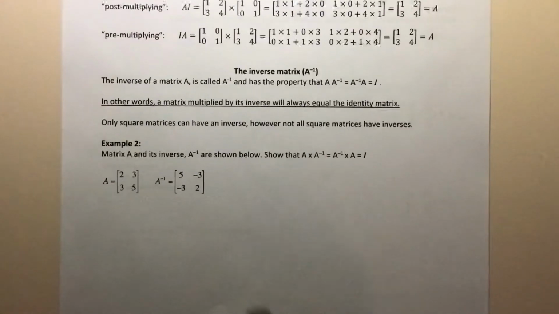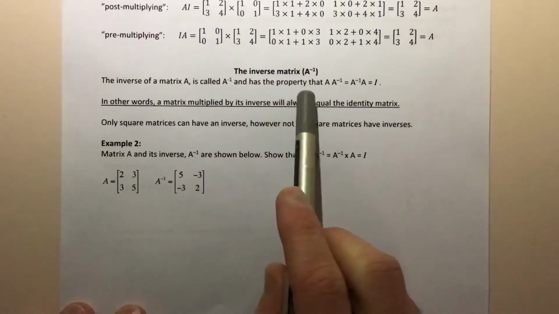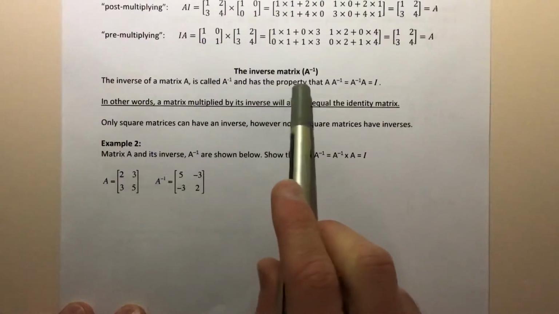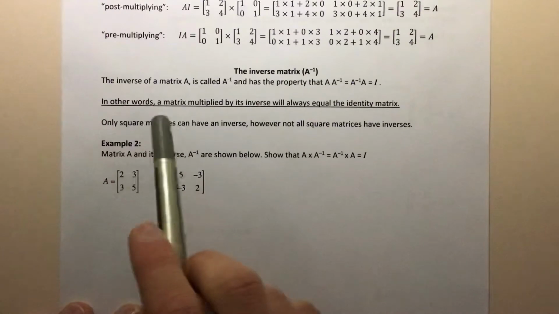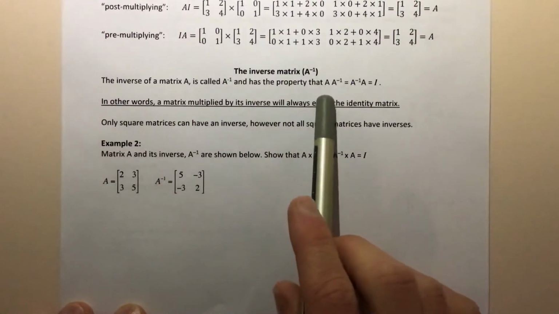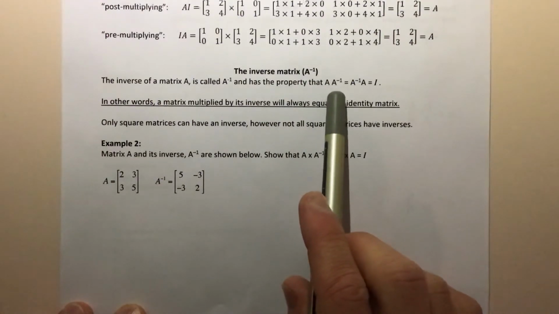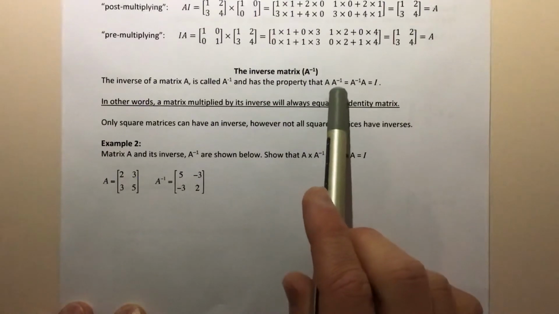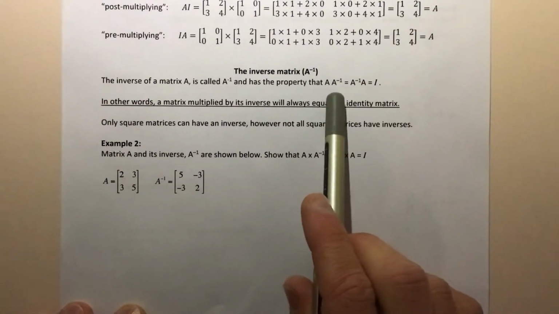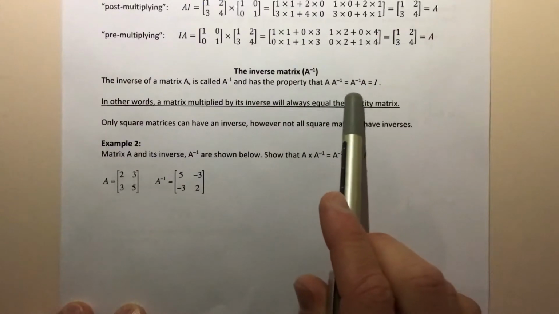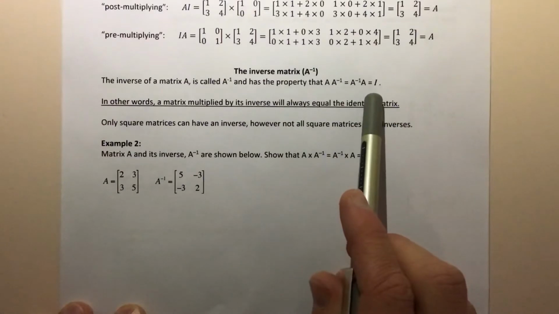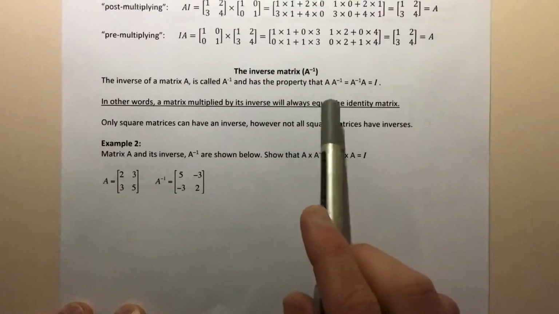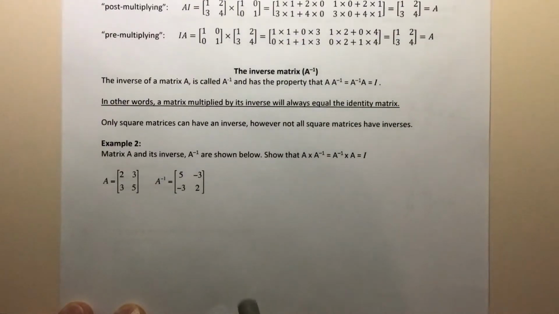Okay, the inverse matrix. If our original matrix was A, we would call the inverse matrix A to the power of -1. That's how we write it. The inverse of a matrix has the property that if you multiply a matrix by its own inverse, so A times A to the power of -1 or A times A inverse, whichever way around you do it, so if you did A inverse times A, you would get the identity matrix. In other words, if you multiply a matrix by its own inverse, it will equal the identity matrix. That's the definition of the inverse matrix.